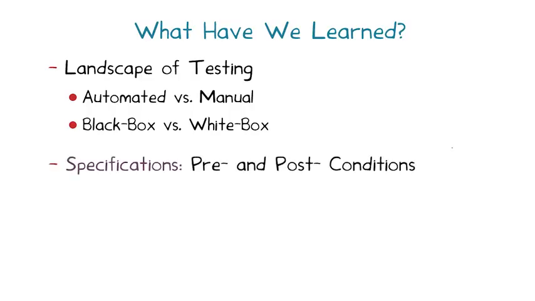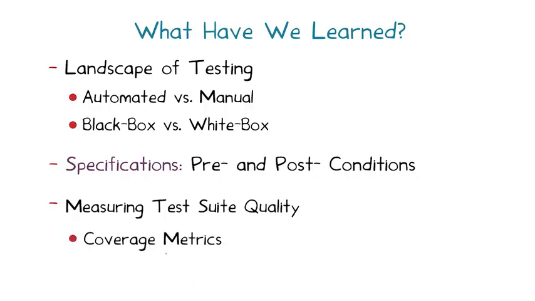We saw the importance of specifications for software testing, and we learned one way of checking specifications through pre and post conditions. Finally, we discussed two ways to measure the quality of our test suite: code coverage metrics, which quantify some facet of how completely our test suite examined all possible situations in which the software might be run, and mutation analysis, which attempts to catch bugs introduced by small differences in the code being tested.